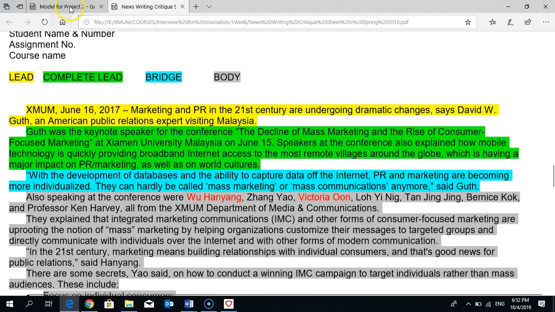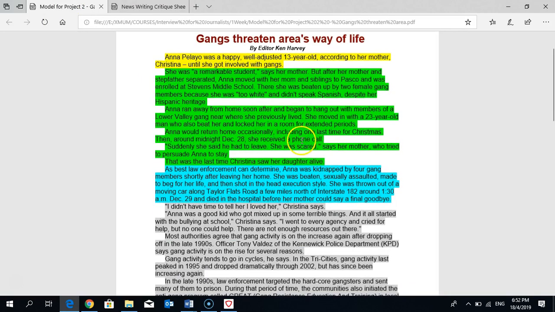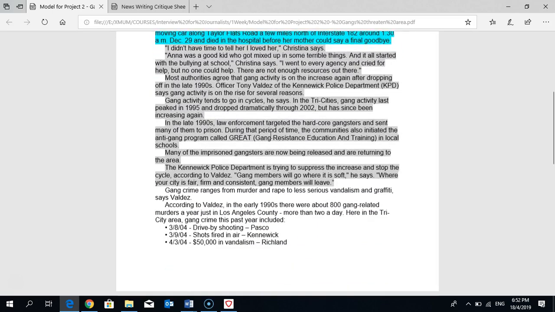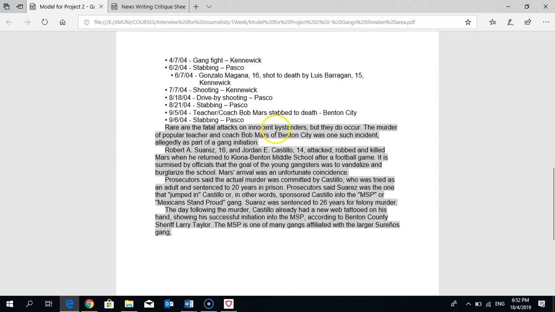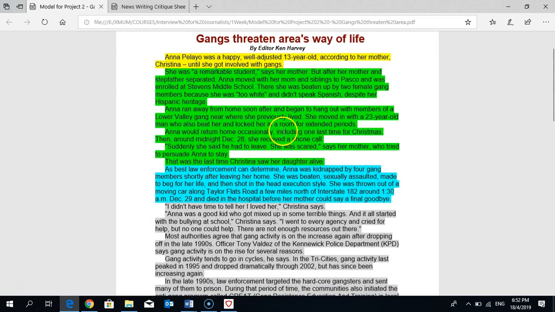But I also put another one online. This one here, gangs threaten area's way of life. This is I think just 2 sources, might be 3, but this is one way to write it. In this one, I used the first source as humanizing the story. So it's her story of her daughter being killed by a gang. This draws your attention into the story, and then I interview a police officer to give some statistics and so forth. That's one way to use 2 sources.